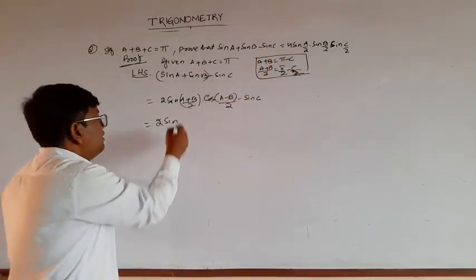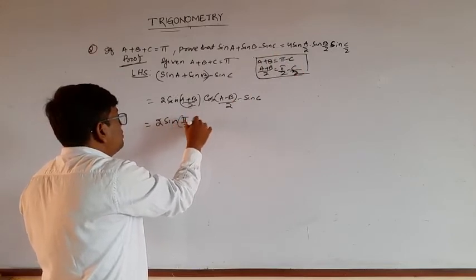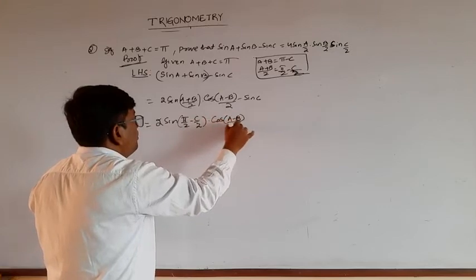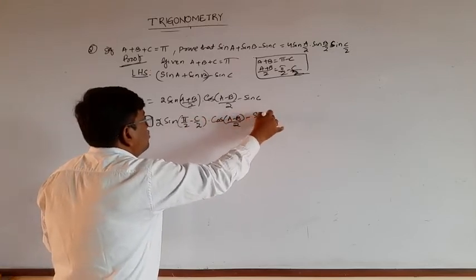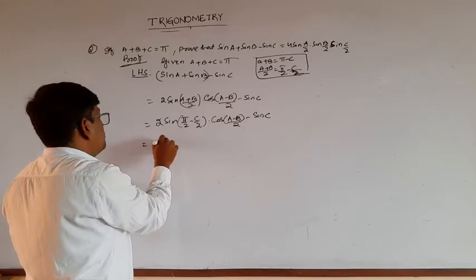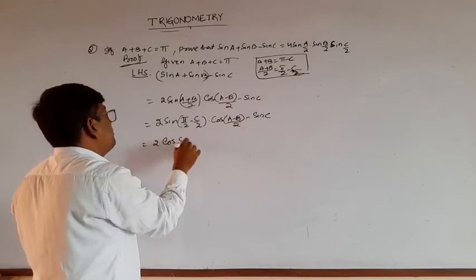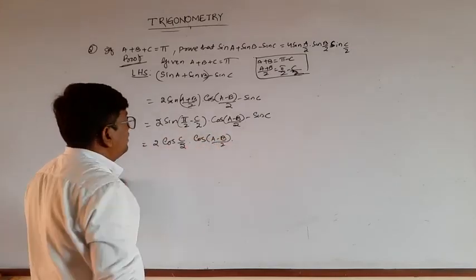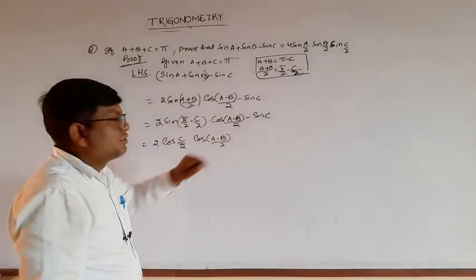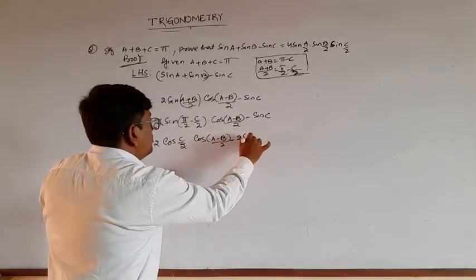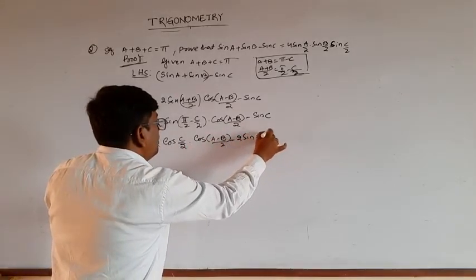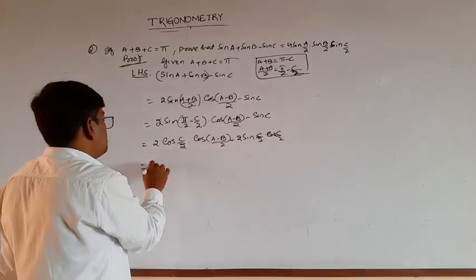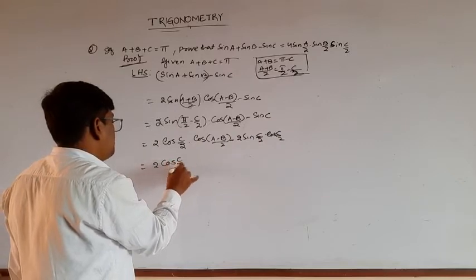So this is sin(pi by 2 minus C by 2) into cos((A minus B) by 2) minus sin C. So this is 2 cos C by 2 times cos((A minus B) by 2), minus 2 sin C by 2 into cos C by 2. So take 2 cos C by 2 common.